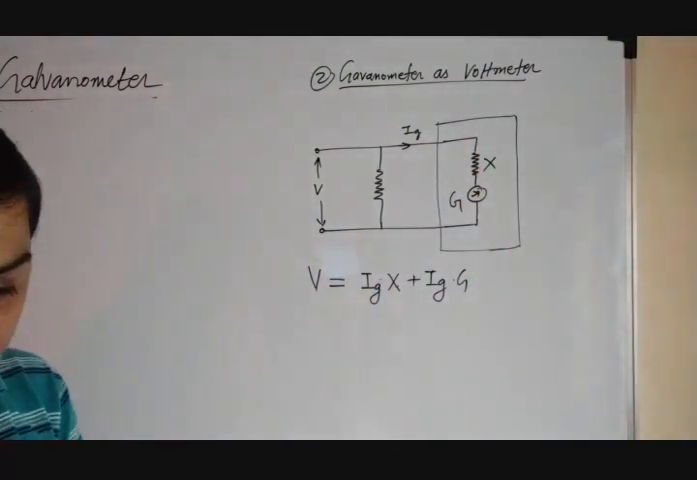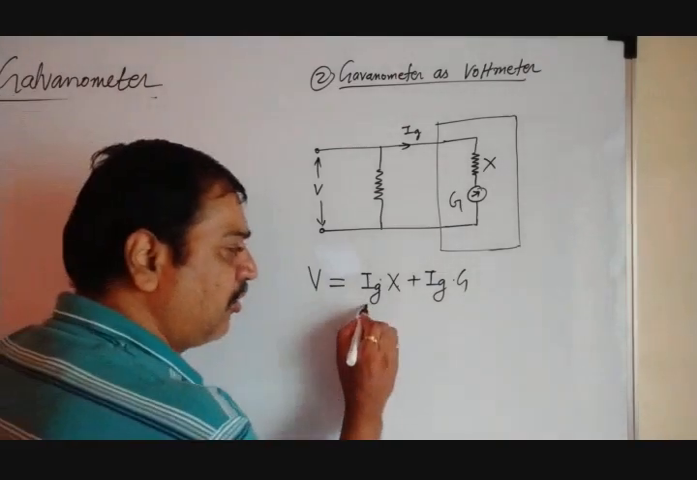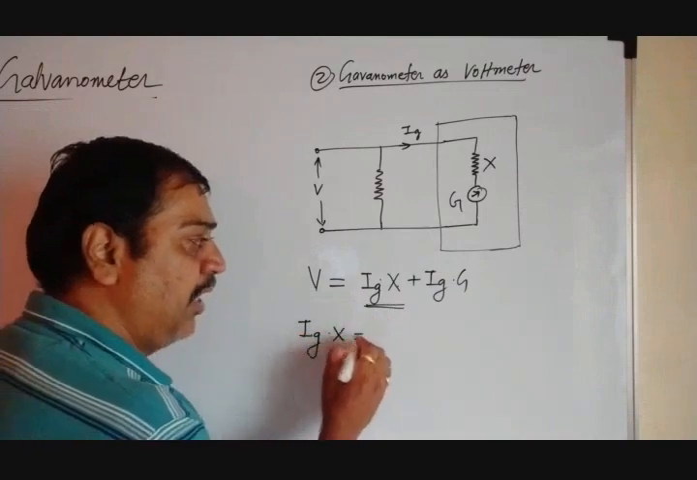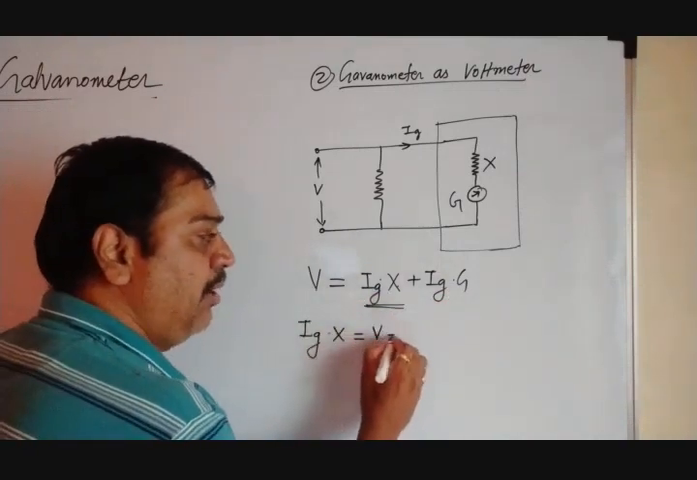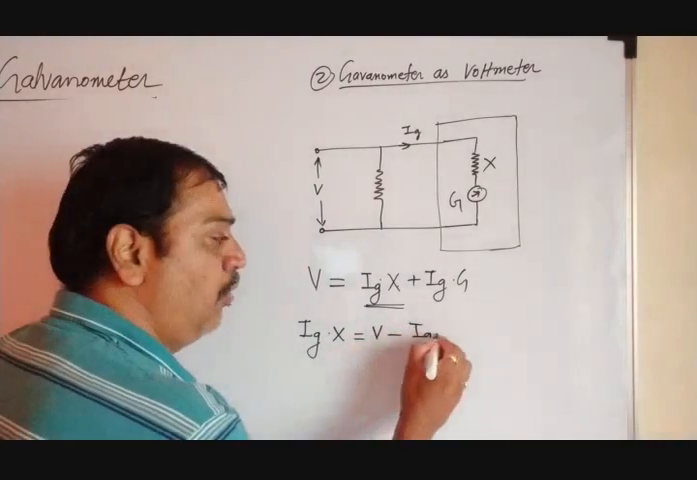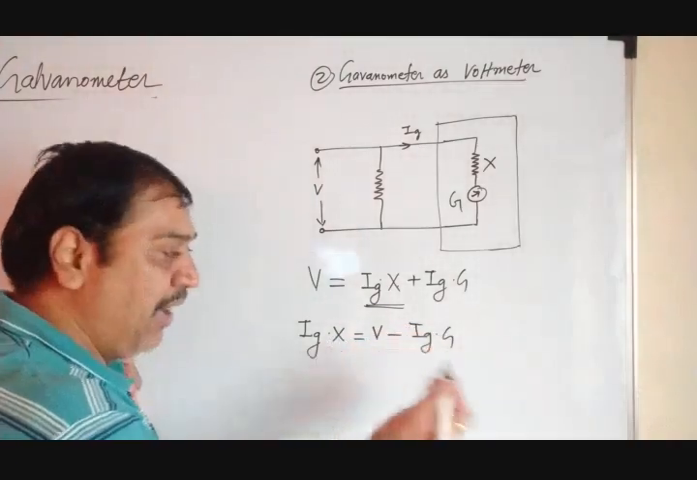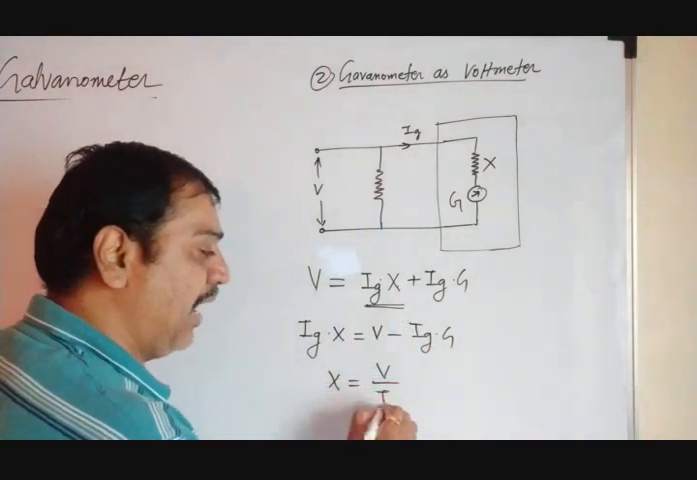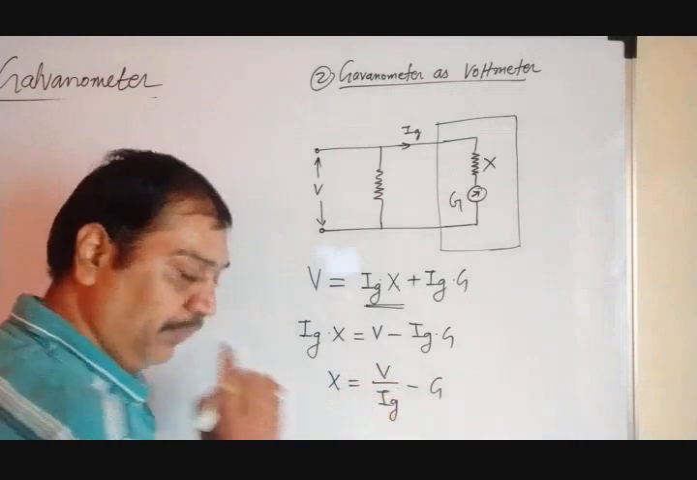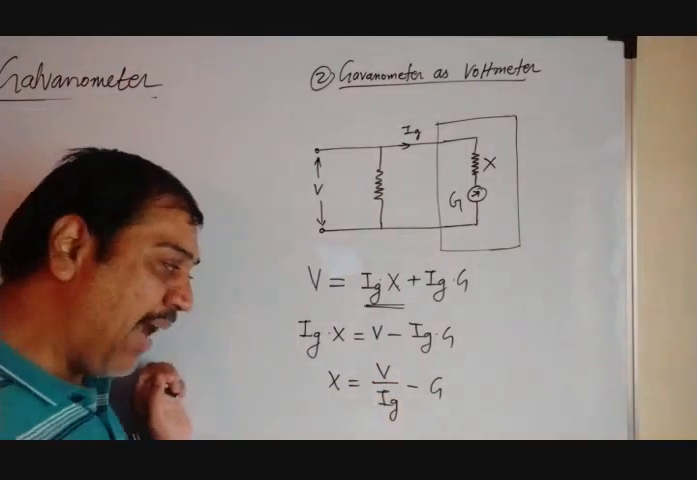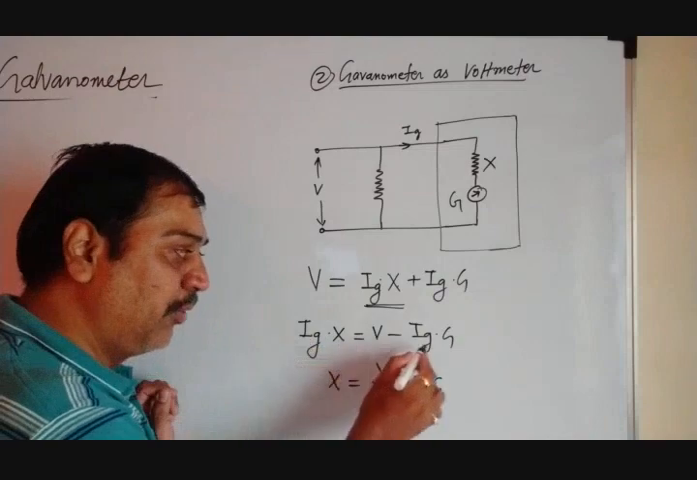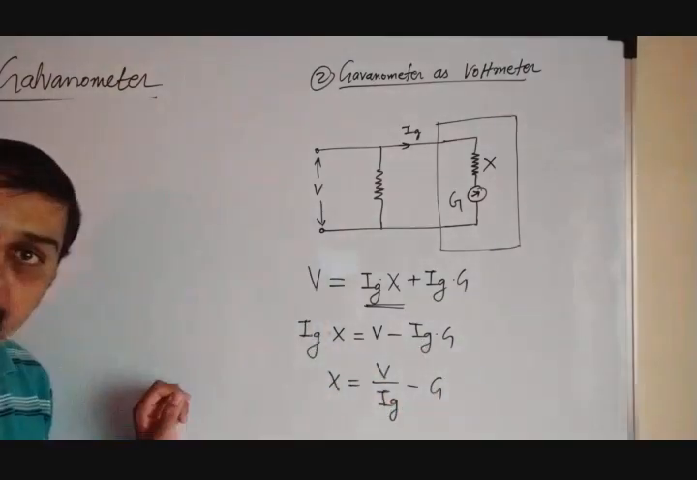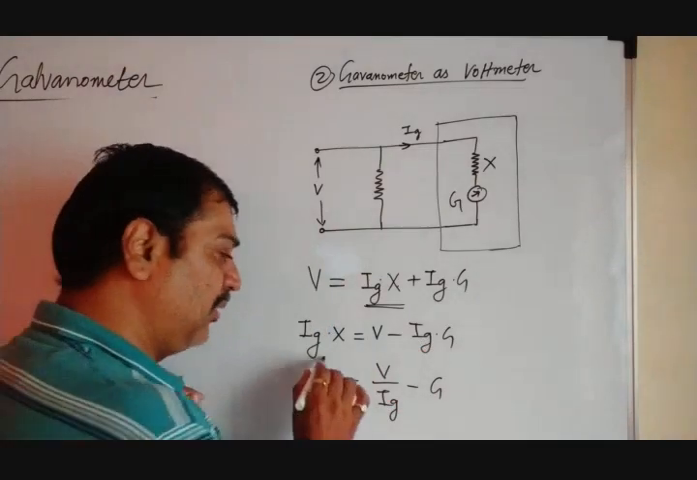Apart from this, suppose I want to find the value of X. So first of all, write this as Ig into X equal to V minus Ig into G. To find the value of X, divide both sides by Ig. So what do we get? X equal to V divided by Ig minus G. Divide both sides by Ig, Ig goes here, V by Ig. Ig divided by Ig is 1, cancelled out. So minus G. So this is the equation we get.